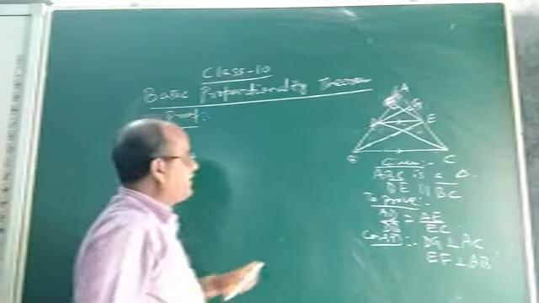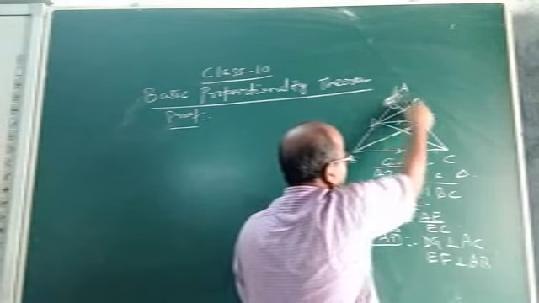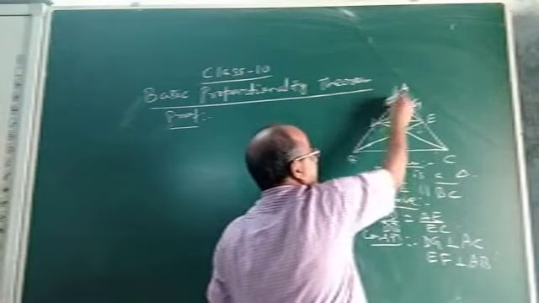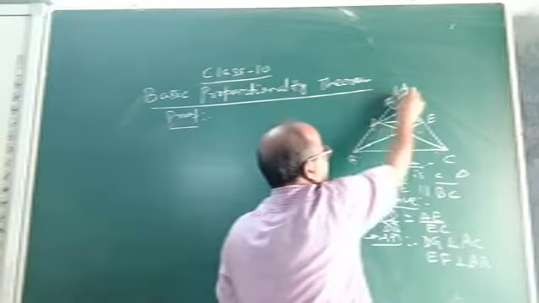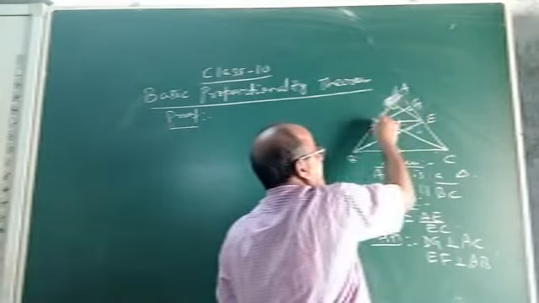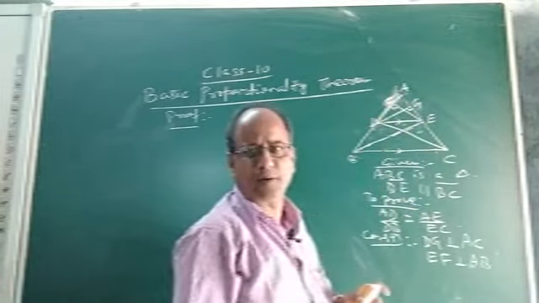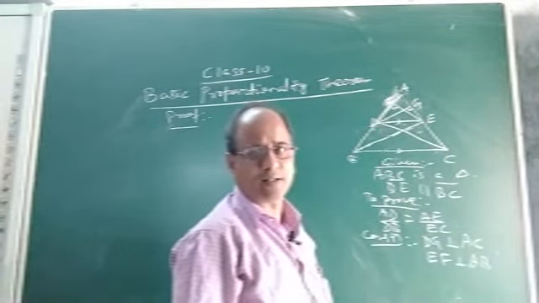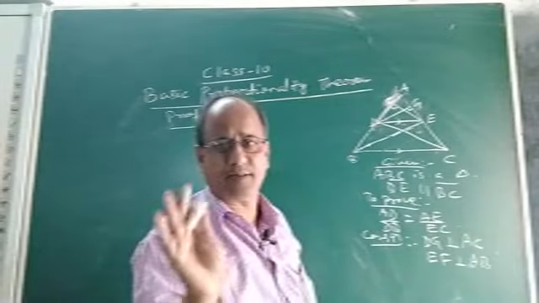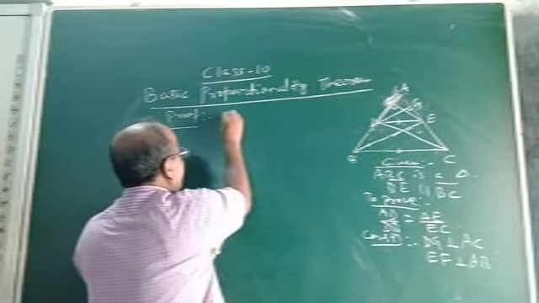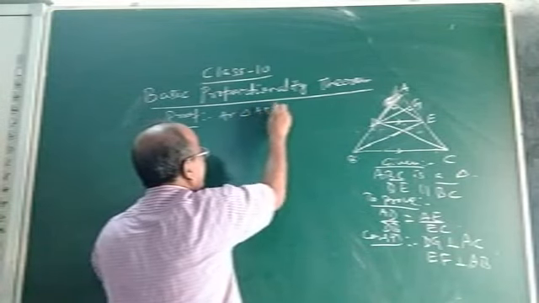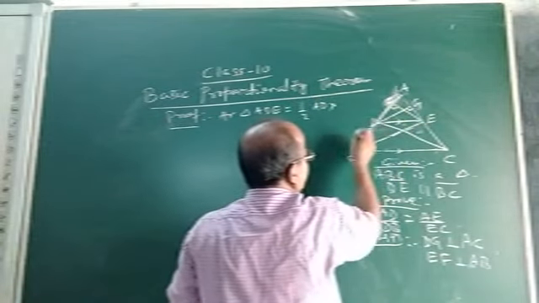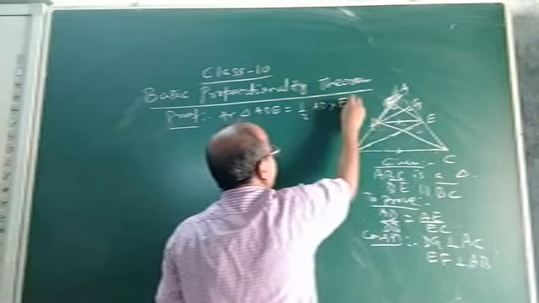Now see, we draw perpendicular DG to AC and perpendicular EF to AB. Now look at triangle ADE. In triangle ADE, AD is the base and EF is the altitude. Perpendicular means it is the altitude. So we can easily find the area of triangle ADE, because we know the formula for the area of a triangle: half into base into height. So first you find the area of triangle ADE. What will be the area? Half, base means AD, and the altitude is EF. Half AD into EF.